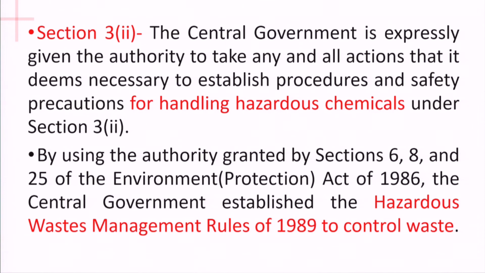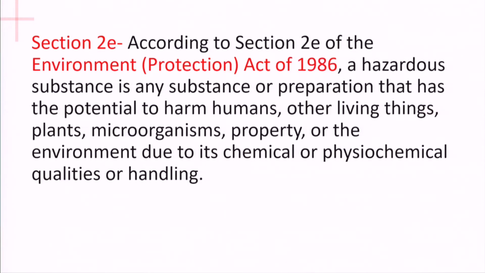Under Section 3(2), the central government is expressly given the authority to take any and all actions that it deems necessary to establish procedures and safety precautions for handling hazardous chemicals. By using the authority granted by Sections 6, 8 and 25 of the Environment Protection Act of 1986, the central government established the Hazardous Waste Management Rules of 1989 to control waste.